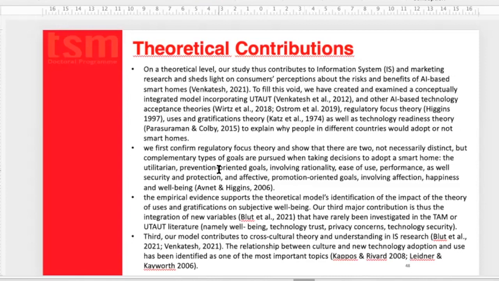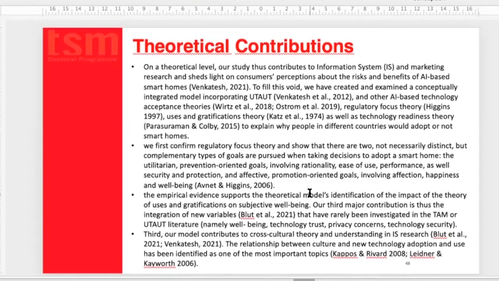And we show that there are two complementary paths to decision making: the utilitarian prevention-oriented goals involving rationality, ease of use, performance expectancy, security and protection, and the affective promotion-oriented goals involving affection, happiness and well-being. And we also confirm the evidence of the theory of uses and gratifications on subjective well-being. And so this is our third major contribution, because we integrate new variables, namely trust, privacy concerns, technology readiness, but above all well-being, which has never been investigated in UTAUT.